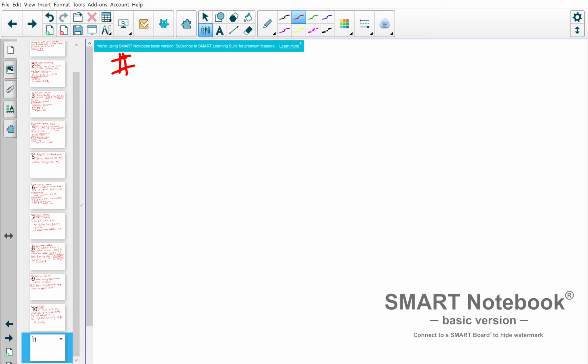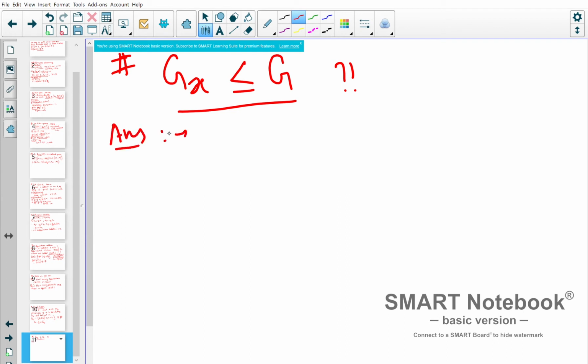Before coming to the answer, I want to tell you a few things. What about this stabilizer of any element? We need to check it. Let us check that this is always a subgroup of the group G, and the answer is yes. This is always a subgroup of G.